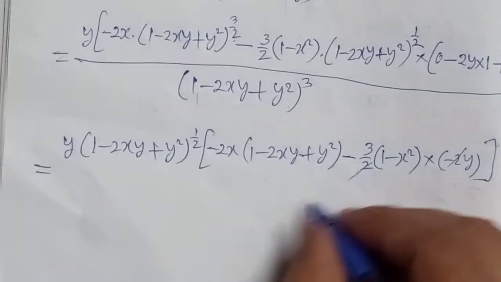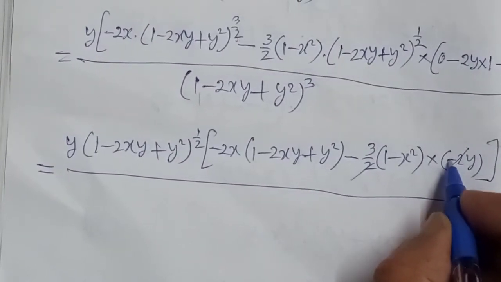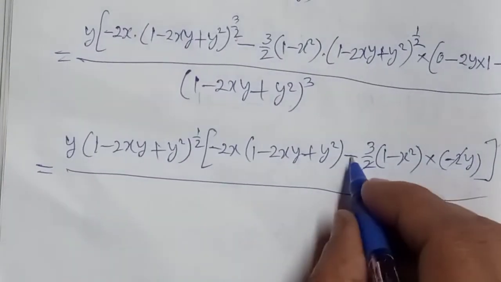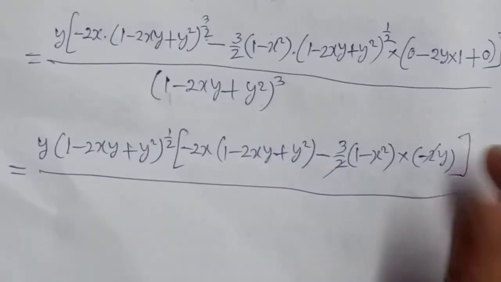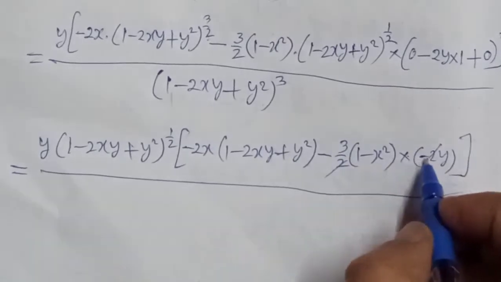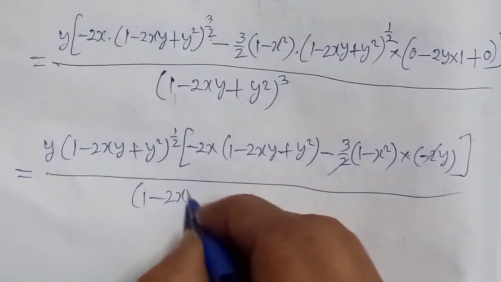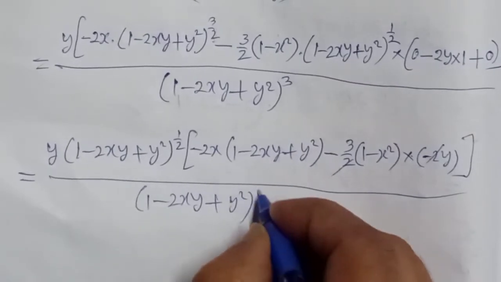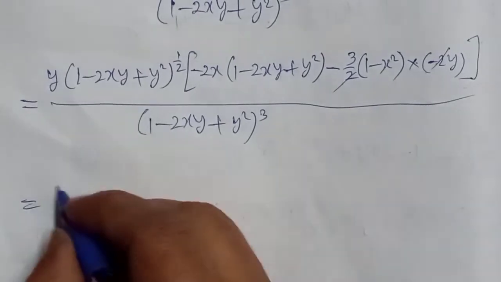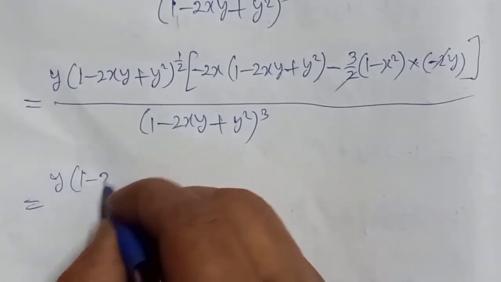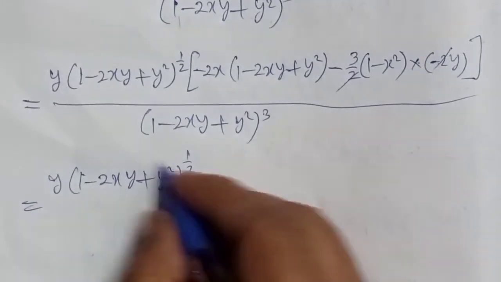2 cancels out by this 2, and after that I will change this sign, because multiplication of minus 1 into minus 1 is plus 1. 1 minus 2xy plus y square whole power 3 is equal to y times 1 minus 2xy plus y square power 1 by 2.